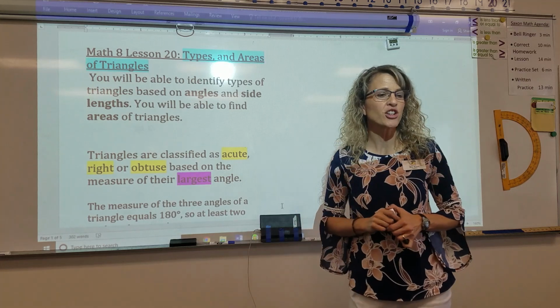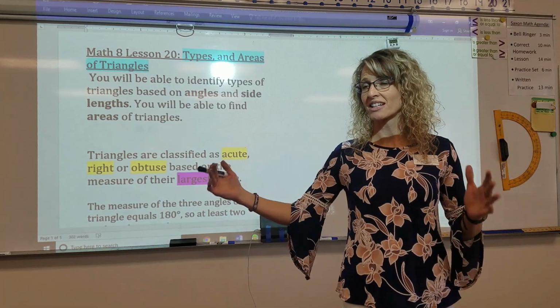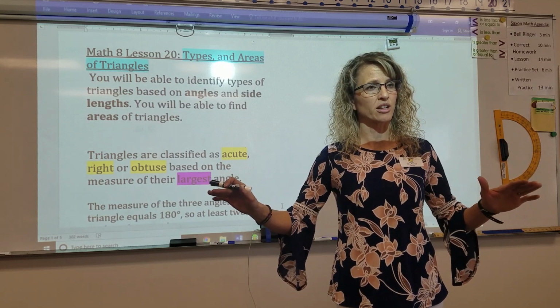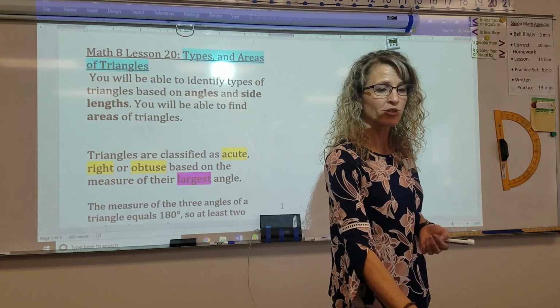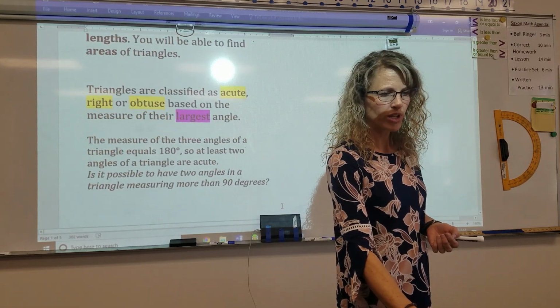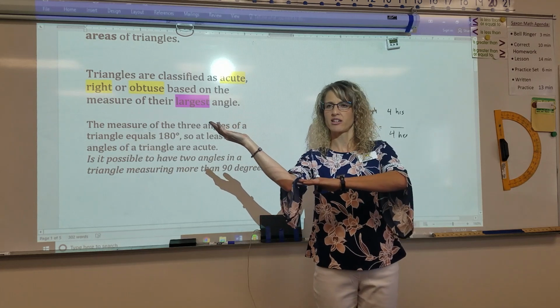Types and areas of triangles. Today you're going to identify types of triangles based on their angles and based on their side lengths. They're two completely different categories, so we're going to make sure we know the difference between the categories. We're also going to talk about area of a triangle. So we know angles that are acute, right, and obtuse. We've talked about that yesterday.